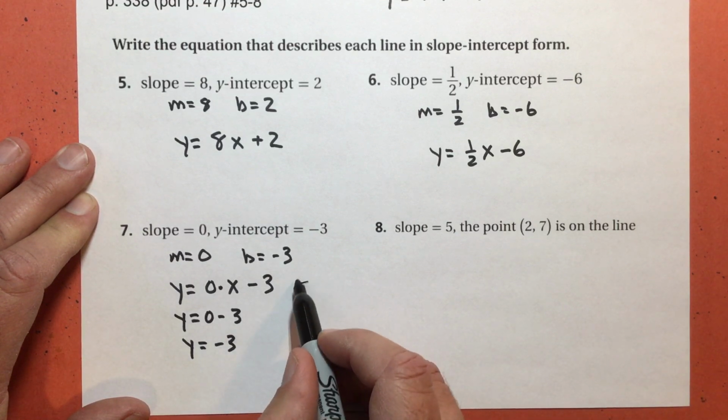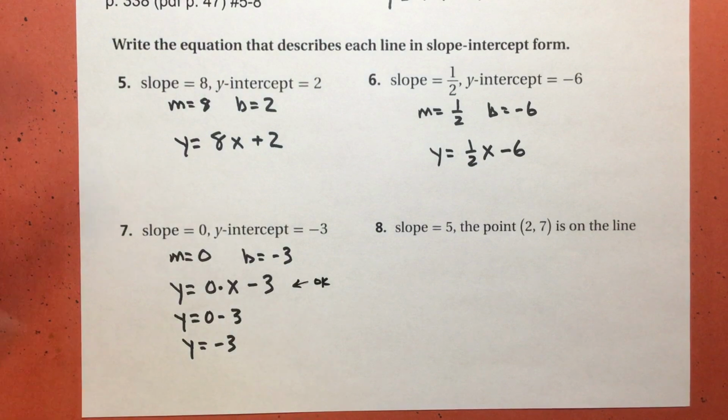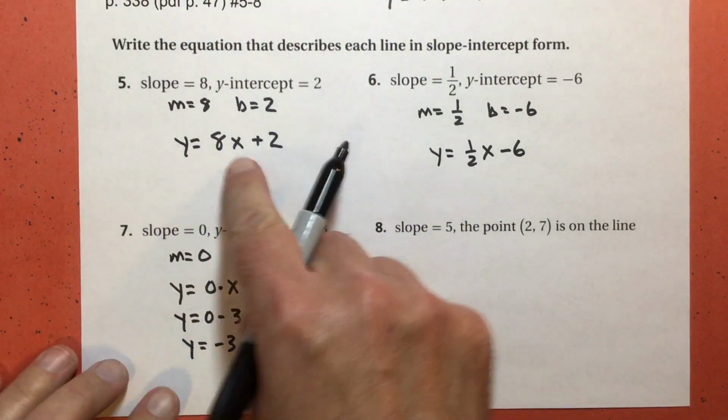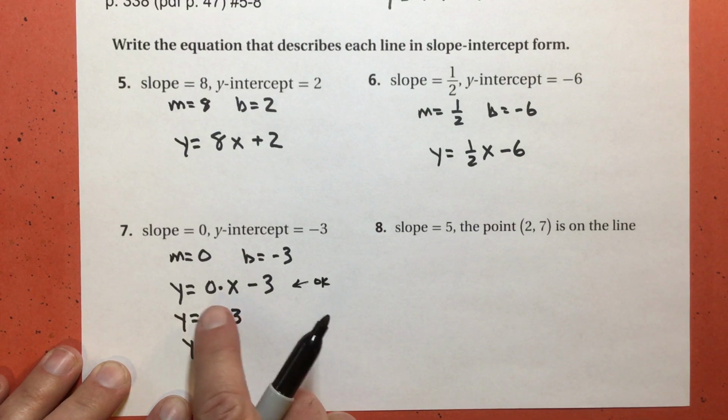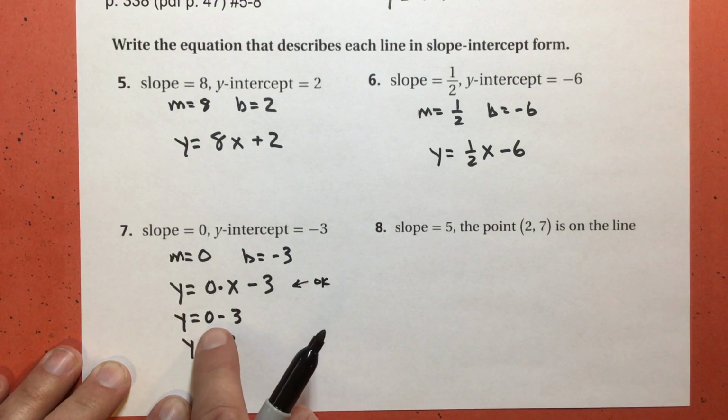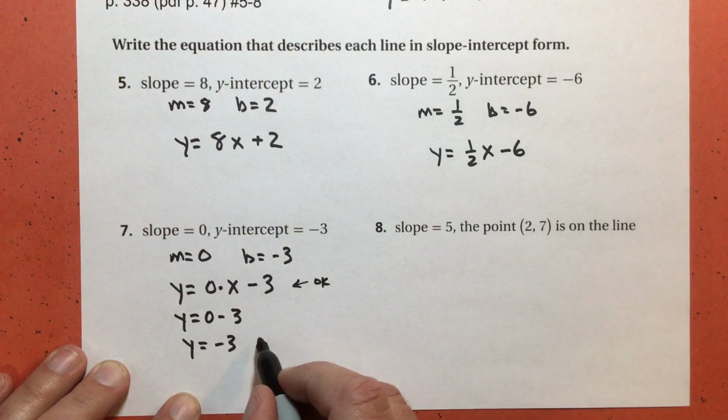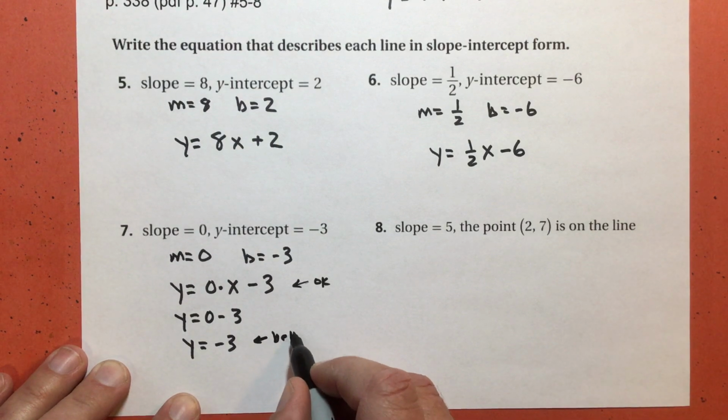So if you write this, this one's okay. I'm okay with that. That tells me you know what you're doing. It's basically what you did up here and here. However, it is really important that you also recognize that 0 times x is 0 and 0 minus 3 equals -3. So this is actually better.